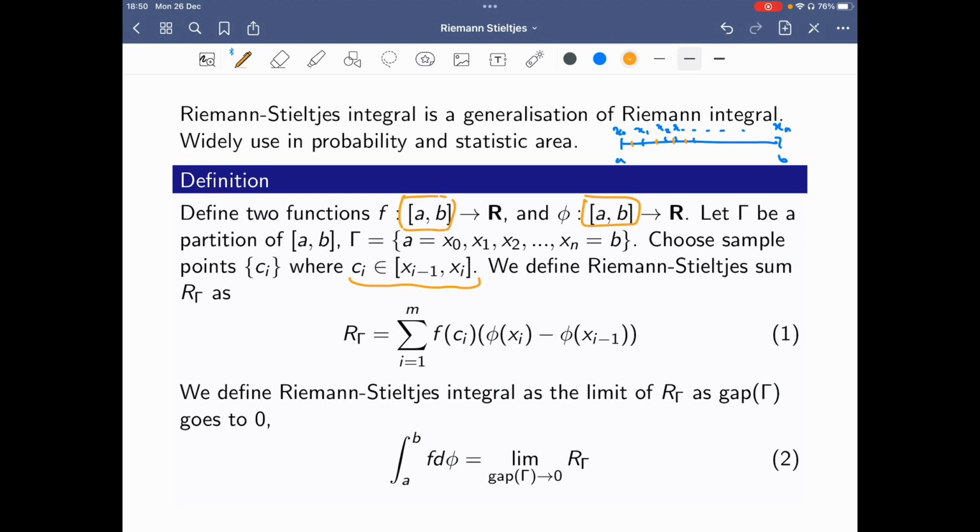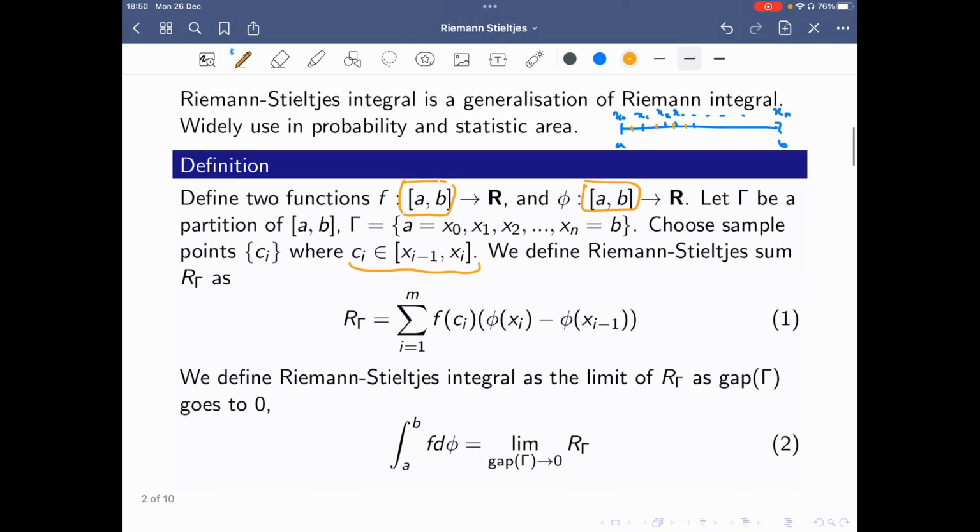Then now we can define a Riemann Stieltjes sum as the following, which is the multiplication between f of the sample points ci, and also phi(xi) minus phi(x_{i-1}), and sum it together. Then we define the Riemann Stieltjes integral as the limit of this sum as the gap of the partition goes to 0.